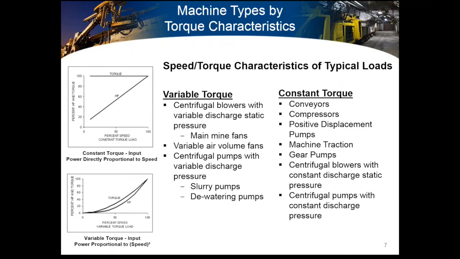Most commonly you see in applications would be constant torque: compressors, conveyors, positive displacement pumps, gear pumps. And the characteristic here is that your torque output remains constant from essentially the starting of 0 speed through 100% speed, and therefore your horsepower varies directly with the speed.